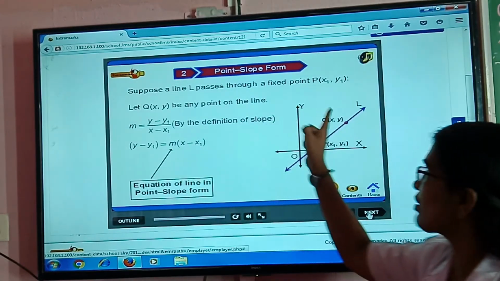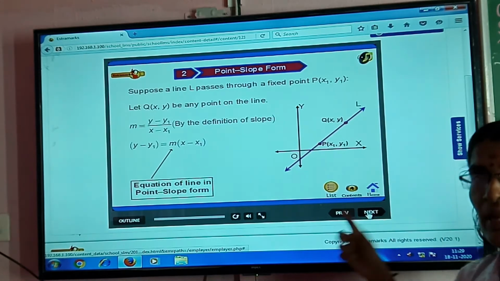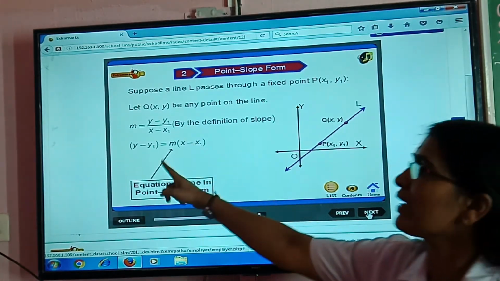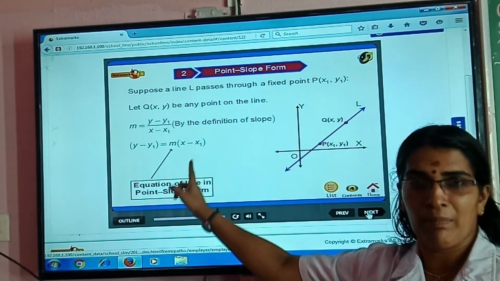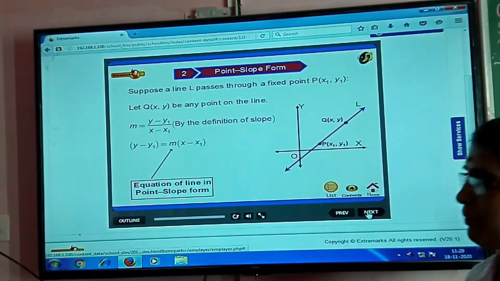Okay children, (x, y) is any arbitrary point on this line. (x1, y1) is given and the slope is given. How can we find the equation of this straight line? y - y1 = m(x - x1). Clear, children? Let us move to the third type.